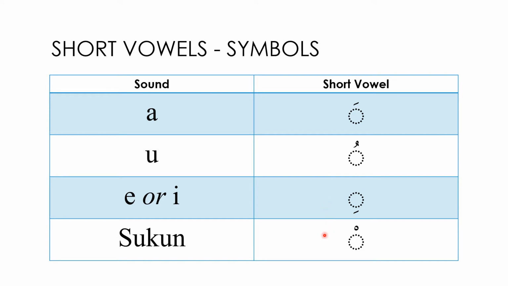We also have the concept of the sukun. When a letter does not have any vowels, we say it has sukun. Think of the sukun as zero short vowels.